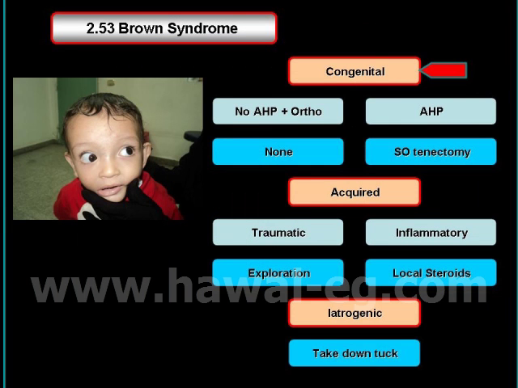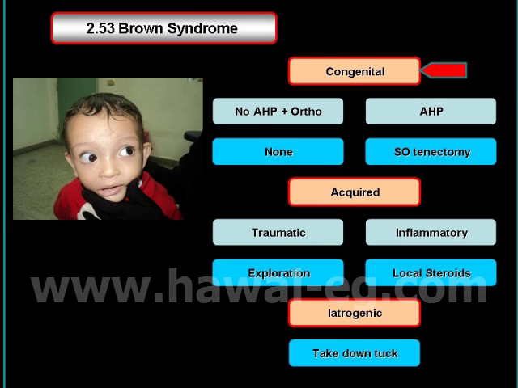Brown syndrome may be congenital, acquired, or iatrogenic. Most cases of congenital Brown syndrome are caused by thickening or tightening of the superior oblique tendon. Abnormal fibrous attachments to the globe that prevent elevation in adduction have also been described. And sometimes surgical exploration of the superior oblique tendon reveals no obvious abnormalities.